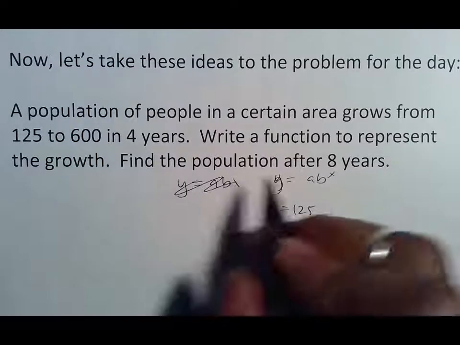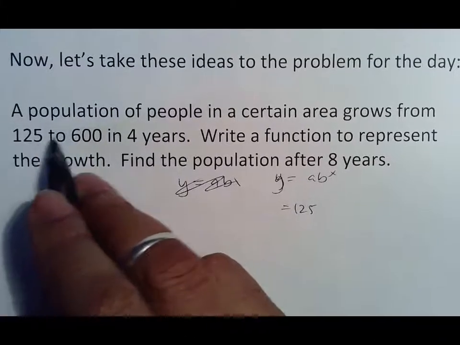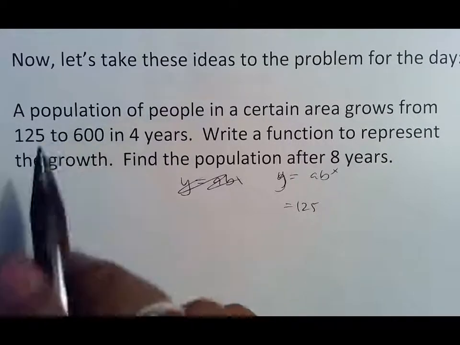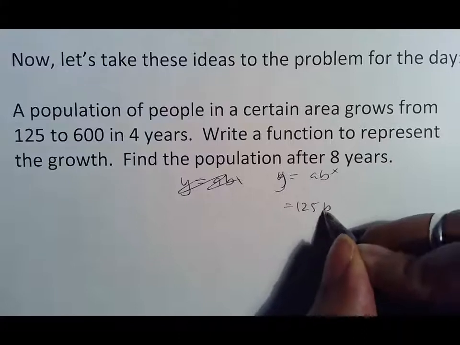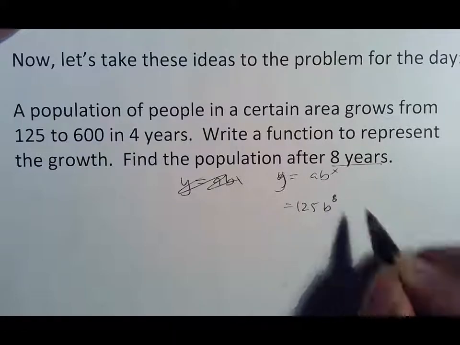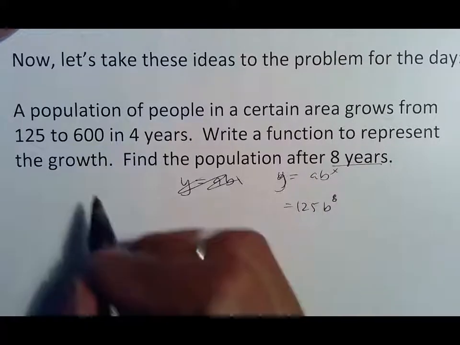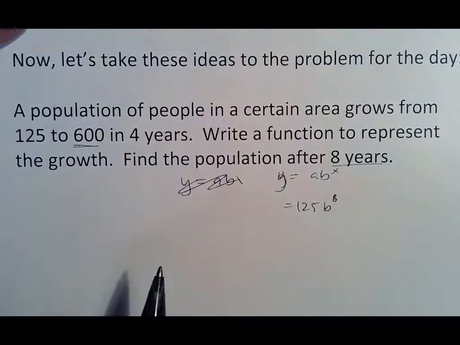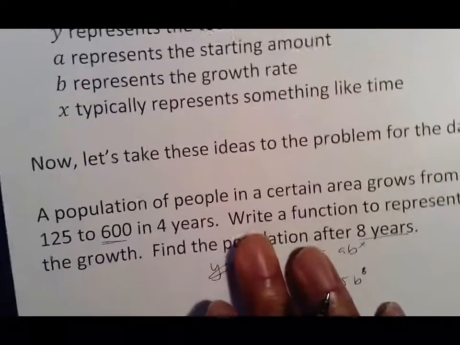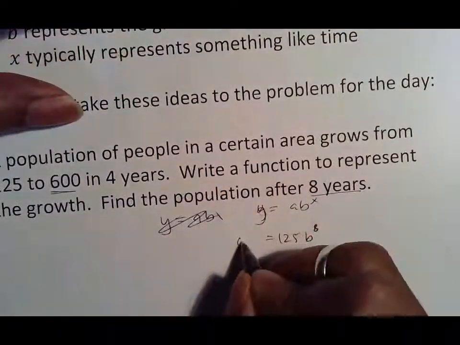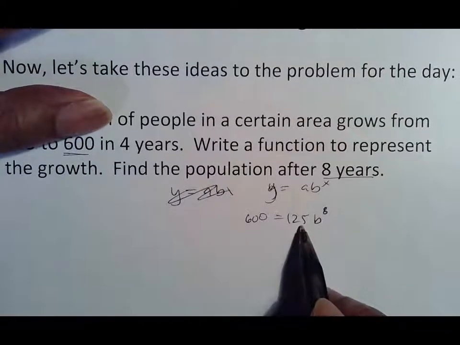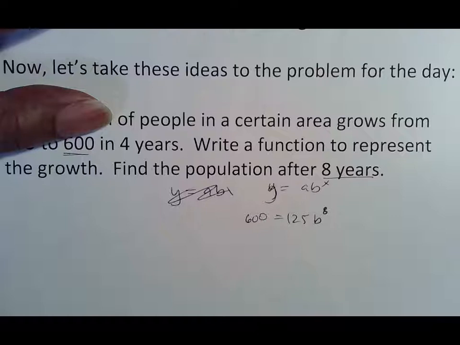It has to be a percentage, and I don't know what percentage I would use, even though you could try to take the 600 and 125, but that's not really your growth rate. That would be a percent change. So you don't really know that, so I'm just going to put a B there. X usually represents time, and they give me 8 years. So that leaves us another number here that we haven't dealt with. But remember that Y represents the total amount in the end, which means in this tricky problem that 600 goes over here. In other words, we start off with 125, and 8 years later we had 600 people.